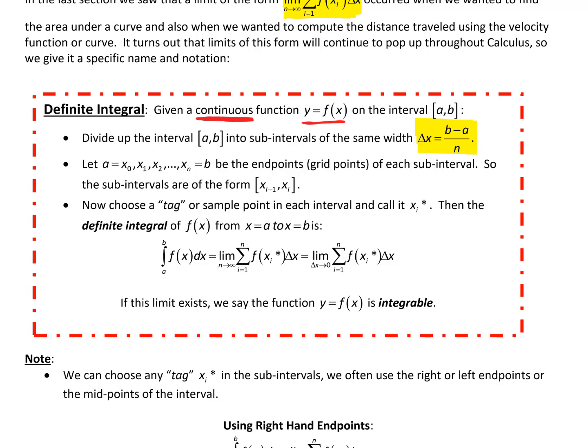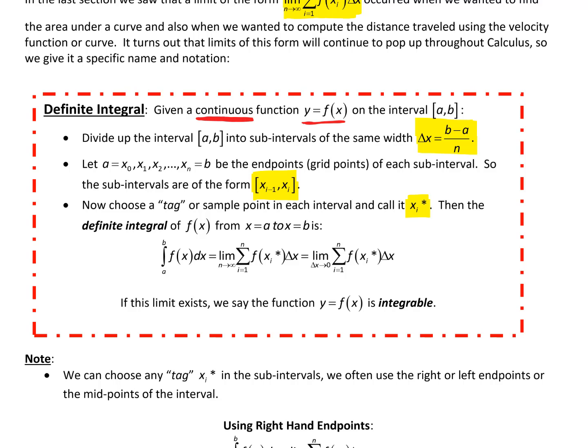So we'll divide up the entire interval into a bunch of smaller subintervals, each with endpoints x0, x1, x2, up to x sub n. And then if we look at a generic subinterval, we would write it as x sub i minus 1, x sub i. Pick a tag somewhere on that subinterval. It can be equal to the right-hand endpoint, the left-hand endpoint, the midpoint. It can be anything in that subinterval.